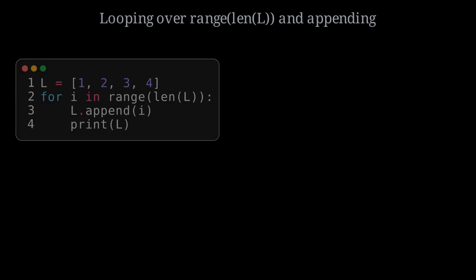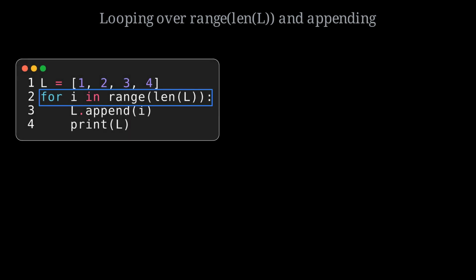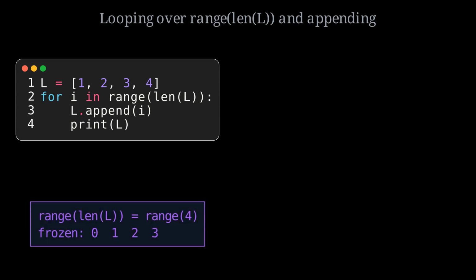Here's the first example. We loop with i over range of the length of L, and each pass we append i to L, then print L. The length of L starts at 4, so range of the length of L becomes range of 4, the frozen sequence 0, 1, 2, 3. The loop runs exactly 4 times.